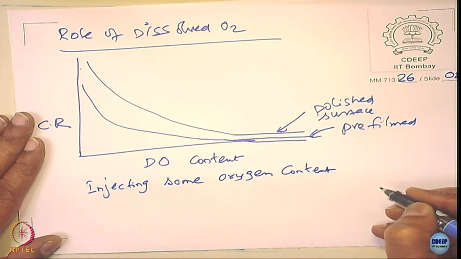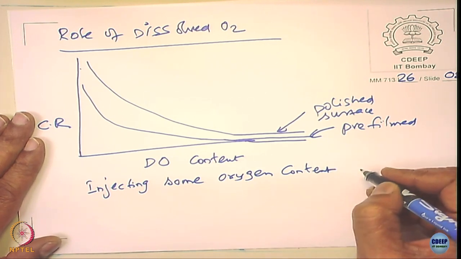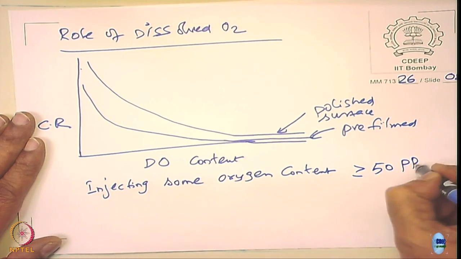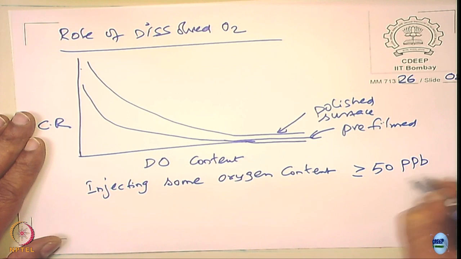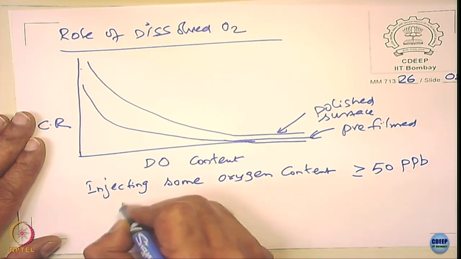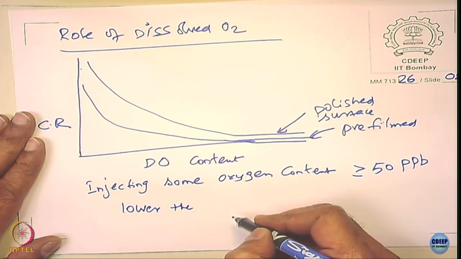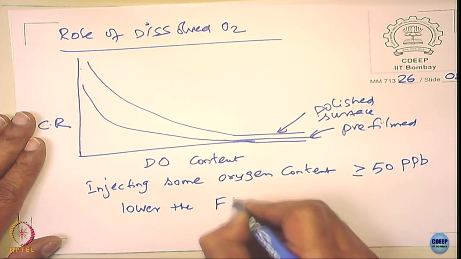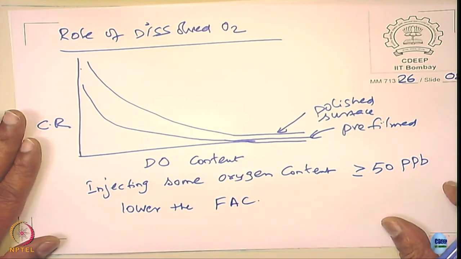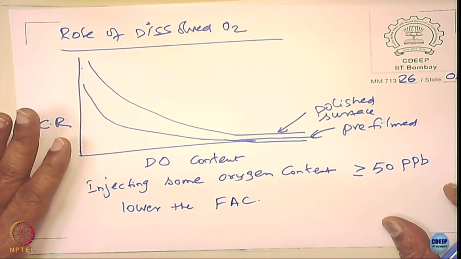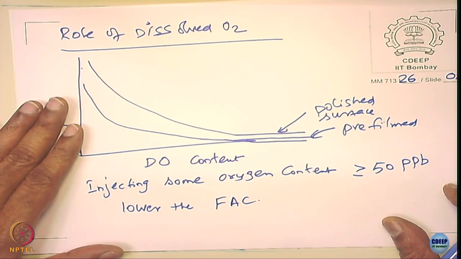In the boilers, it is about 50 ppb. Please look, it's not ppm level. This is 50 ppb levels. So they lower the flow assisted corrosion. We will not get into a discussion of the mechanism of that, there are a lot of papers available, those who are interested can read.